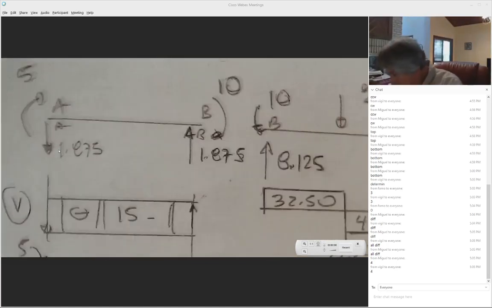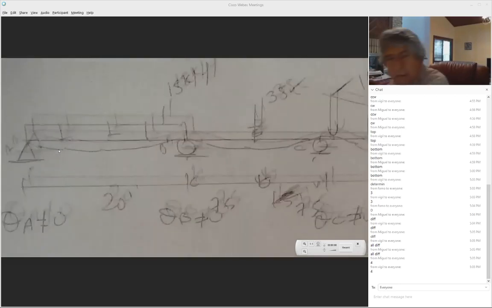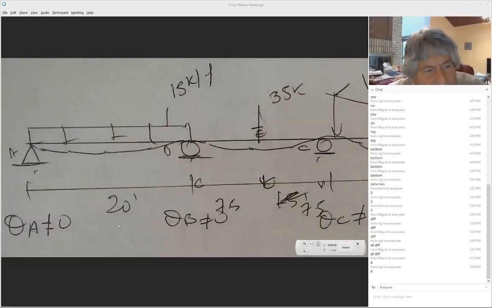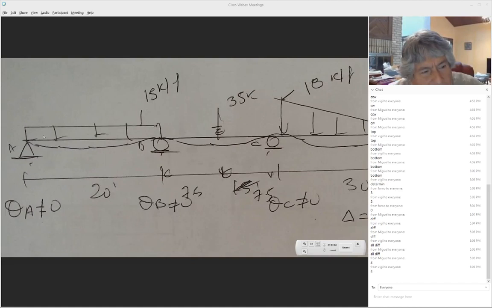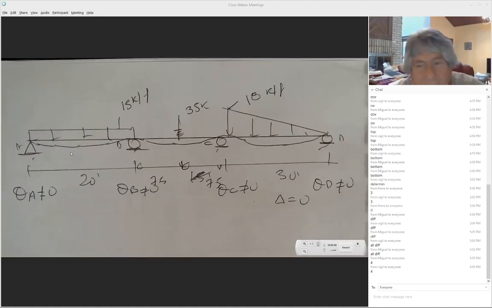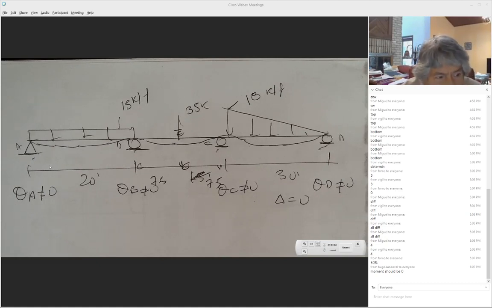So now, after I paid thousands of dollars for somebody to find this answer for me. Final exam. What is the value of MAB? Moment should be 0 because it's not the fixed support. So the moment has to be 0. Why do I waste my time computing this when it's 0?